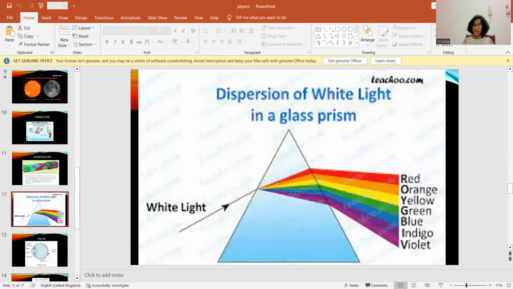Dispersion of white light. In this diagram, you can see that white light is split into 7 colors. This phenomenon by which the white light is split into 7 colors is known as the dispersion of light.